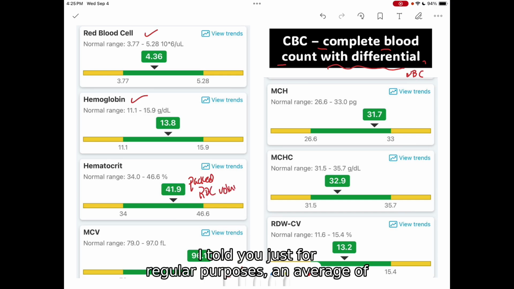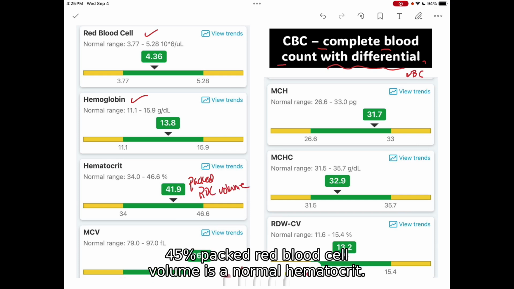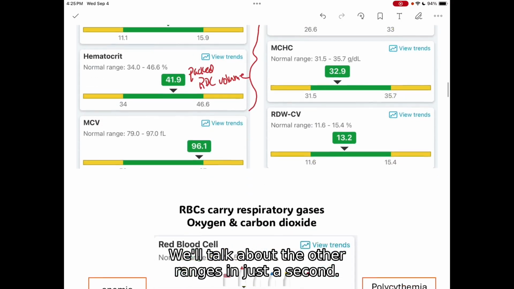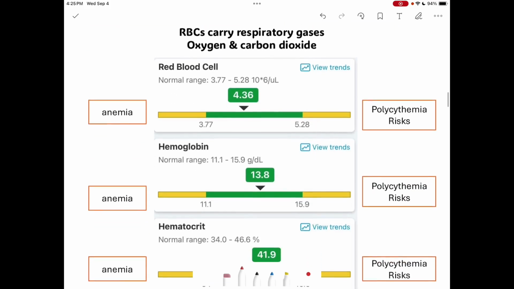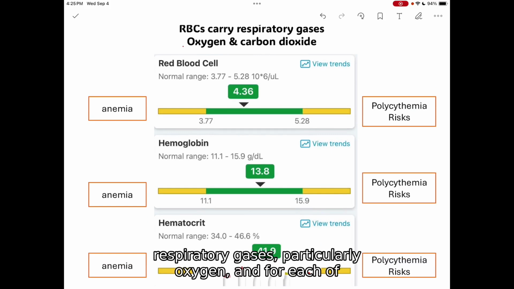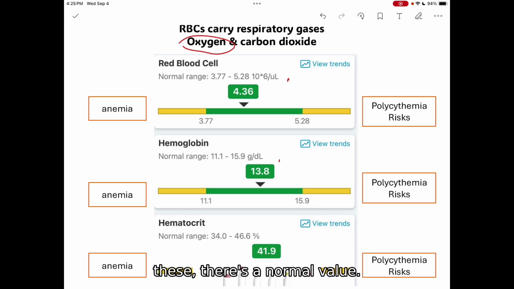And I told you, just for regular purposes, an average of 45% packed red blood cell volume is a normal hematocrit. We'll talk about the other ranges in just a second. All right, so we know that red blood cells carry respiratory gases, particularly oxygen. And for each of these, there's a normal value.